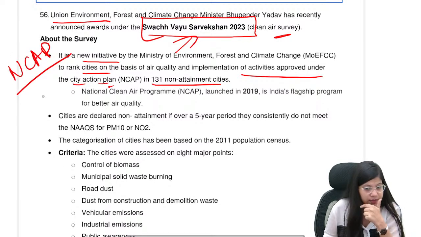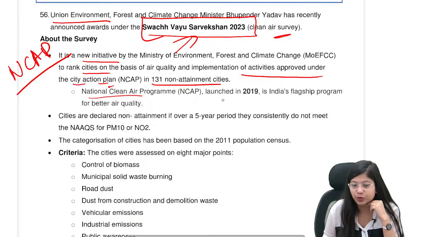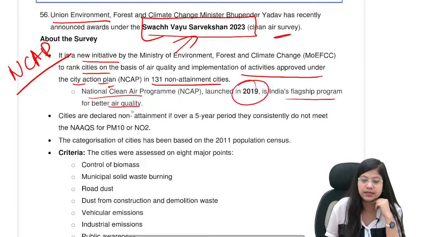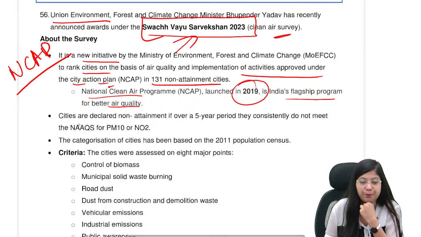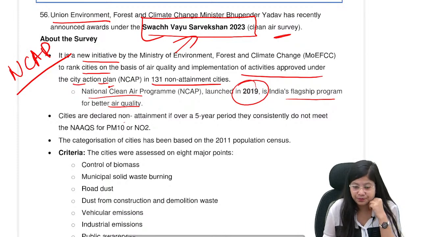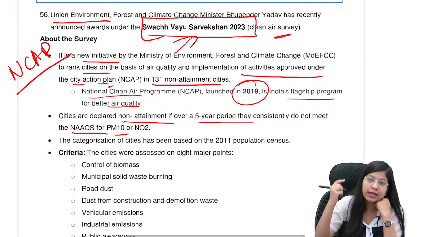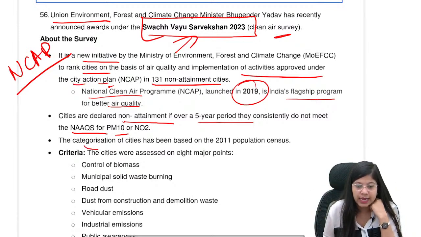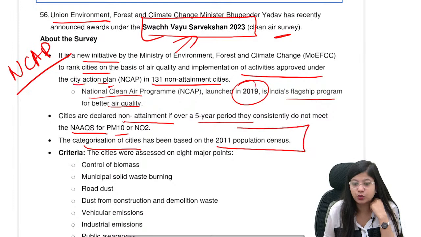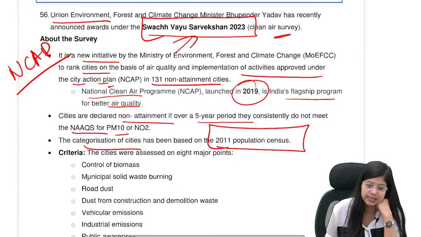Now do prepare the National Clean Air Program. Okay, the National Clean Air Program was launched in 2019 and it aims to improve the quality of air. Cities are declared non-attainment if over a 5-year period they consistently do not meet the criteria for PM10 and nitrogen oxide. ठीक है? The categorization of cities has been based on the 2011 population census.